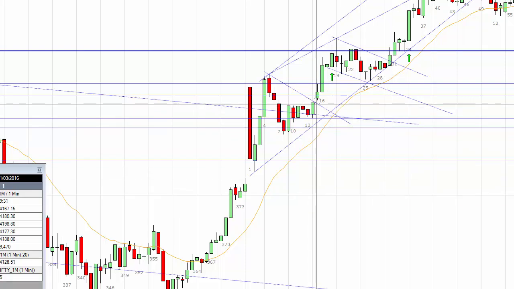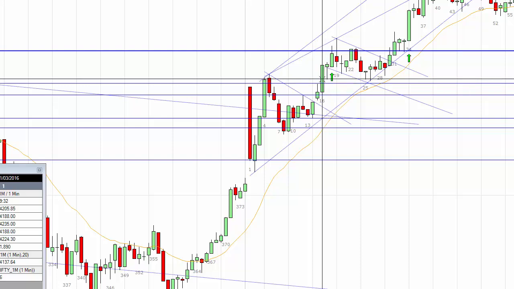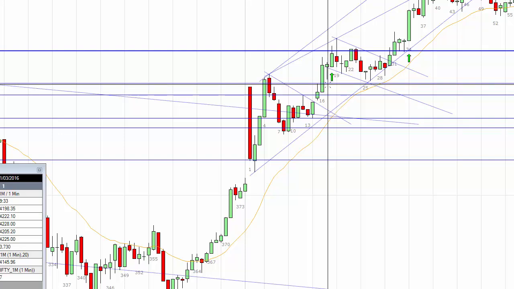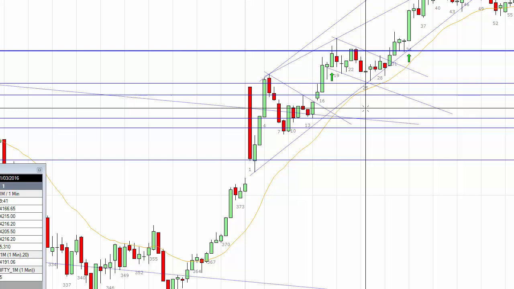Risk 10 points when you went long above bar 17 or 16 also. If you could manage to get in above 17, that's great. If not, above 16 for sure, and in both cases you made 20 points.